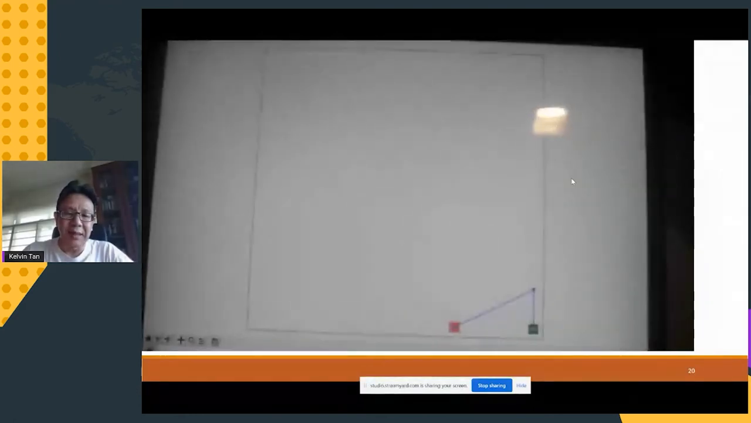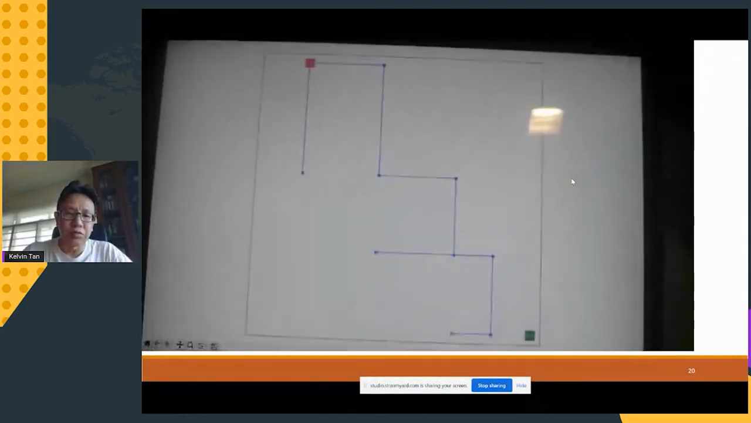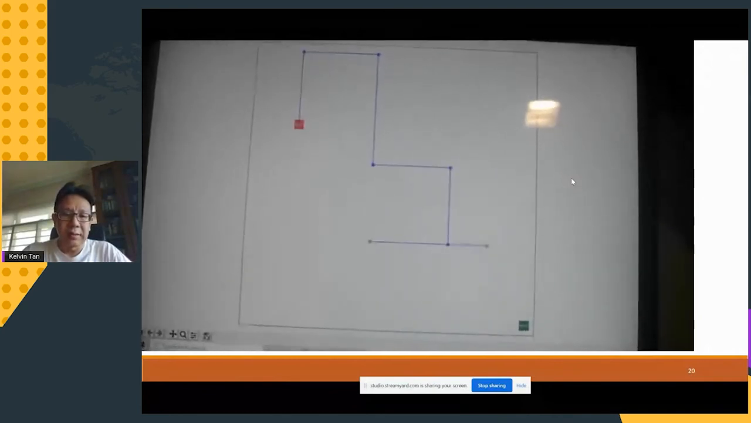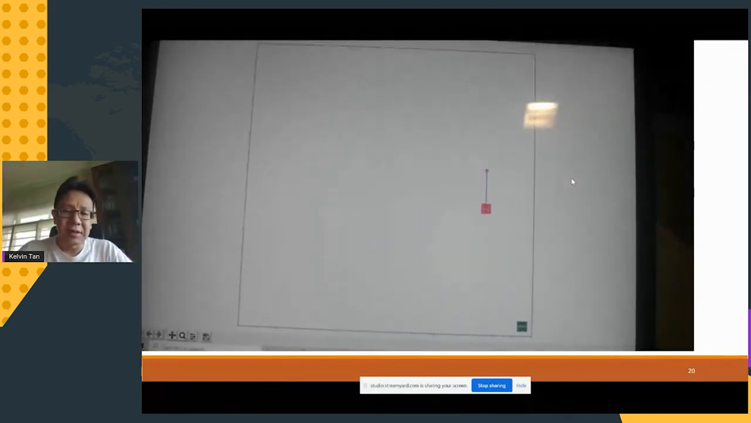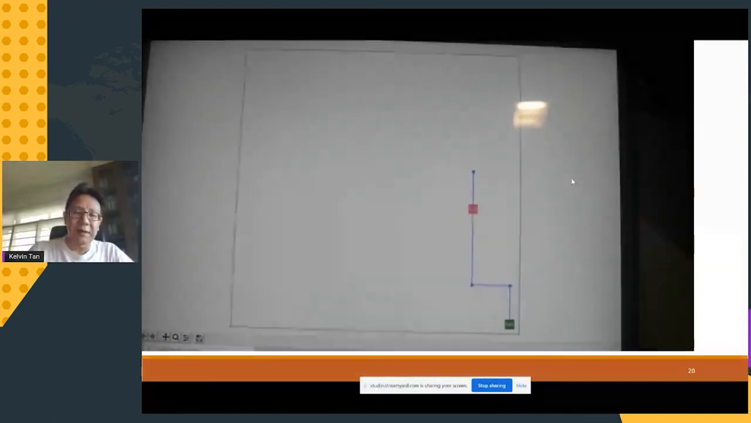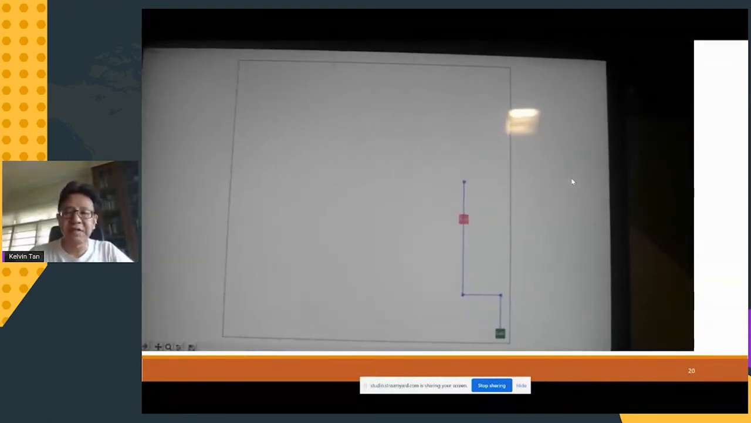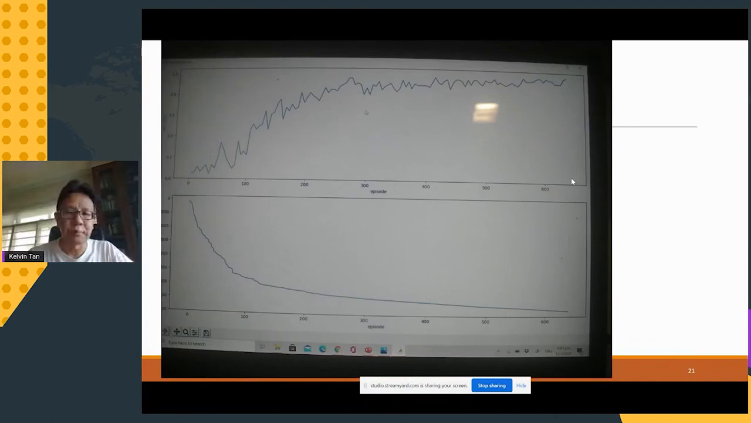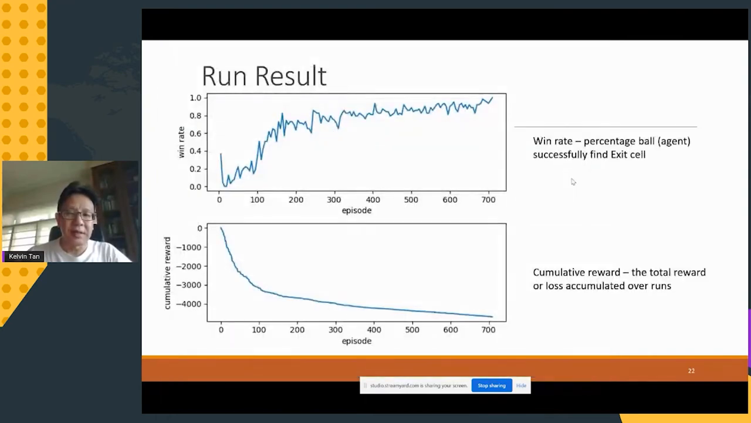This shows the replay, not the actual movement, because it's very fast. The algorithm has learned this maze, and it's able to consistently find its way to the exit. This is the visualization of the learning process. I will share this on the next page, where it's a bit clearer.